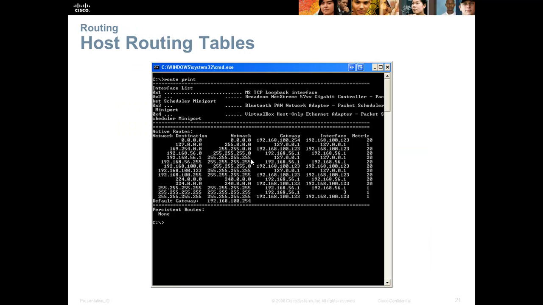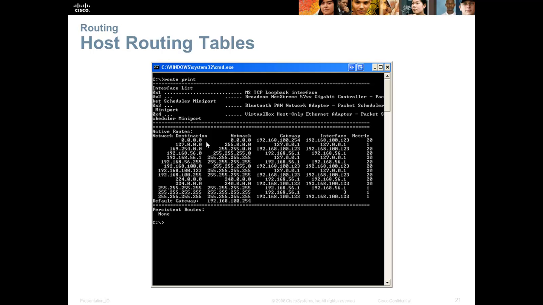At the network layer, we're in charge of routing, getting our packets from one destination to the next. The first thing that your PC must do to deliver a packet is decide where to send it next. And the first thing that it will do is look at its own routing table. You can go to your command prompt and issue a route print, and you can see all of the destination networks that your computer knows about.